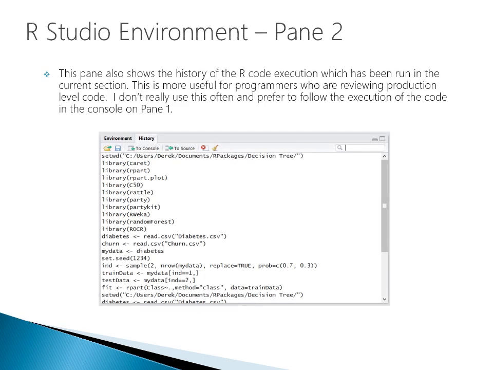In addition, this pane also shows the history of the R code execution which has been run in the current session. This is more useful for programmers who are reviewing production level code. I don't really get into this often, and I prefer to follow the execution of the code in the console in pane 1 that we talked about. If you have more of an IT bent and you want to understand the history of all the steps that you've run and be able to diagnose errors in your code, this might be a section that will be helpful for you.